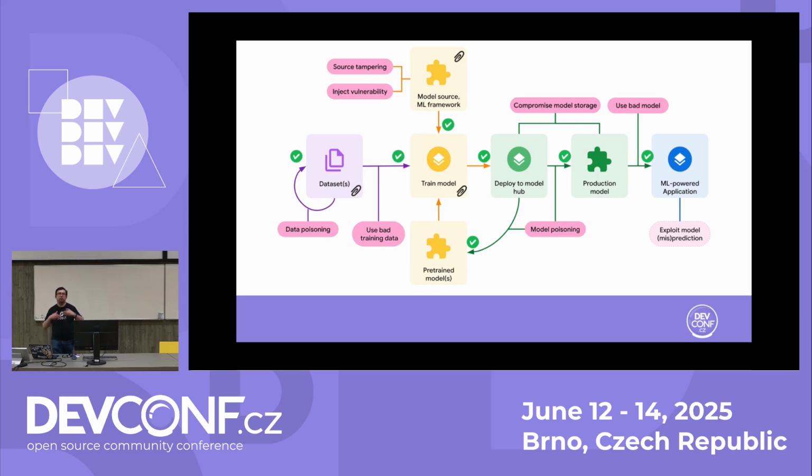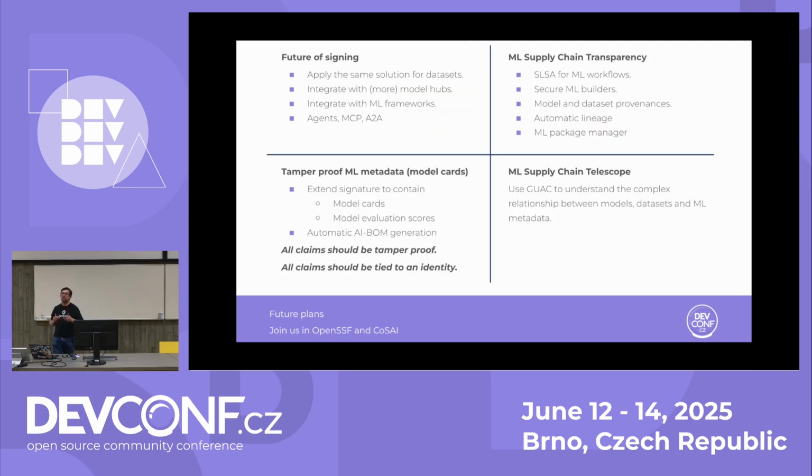And we also want to go above signing. So we want to generate SLSA provenances, we want to generate SBOMs, and so on. Basically, we have like 4 directions to go here. For the future of signing, we want to do, as I said, signing for datasets. We want to integrate with model hubs, model frameworks. We also want to integrate with agents.